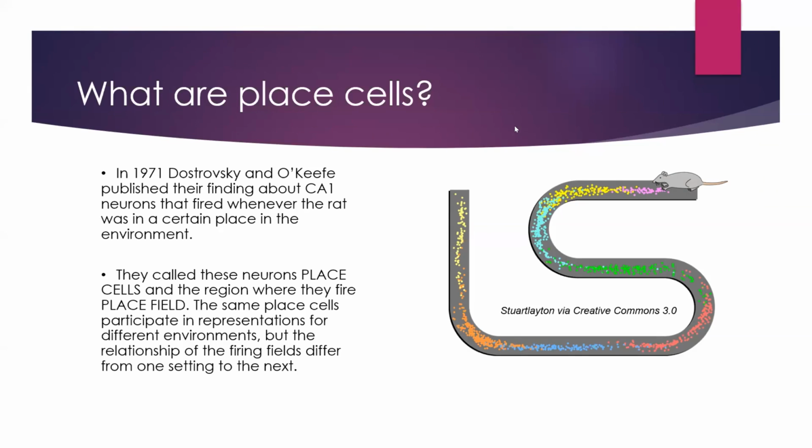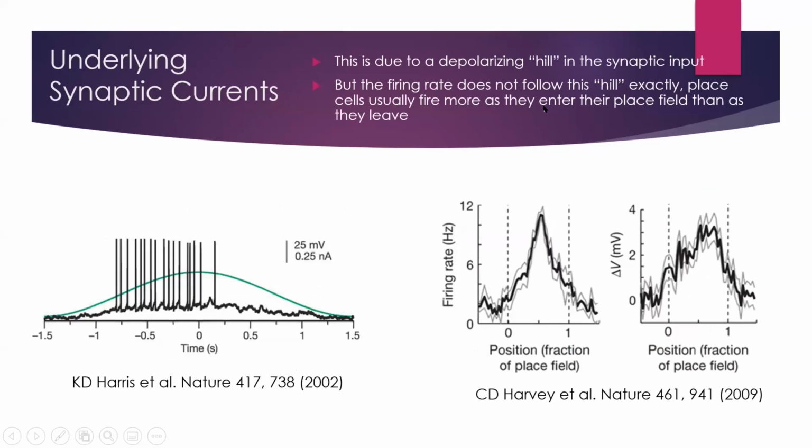So why do place cells fire this way? Well, the CA1 region receives synaptic input from CA3 and the entorhinal cortex. This synaptic input tends to look like a depolarizing hill, so it goes up and then down again as the animal is entering the field and then leaving. And while the hill might be symmetric, the firing is not. The place cells in the CA1 region tend to fire more on the uphill than the downhill. And that's what we're particularly interested in in this collaboration I'm talking about.